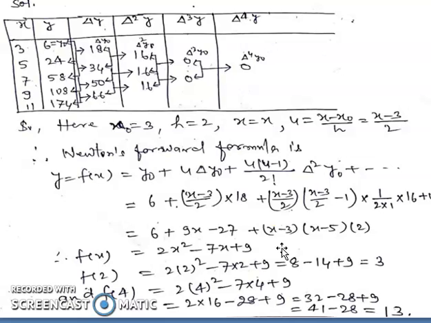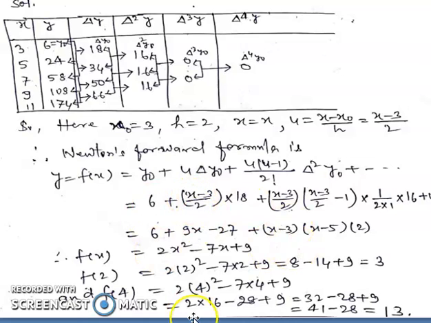The next part of the solution is we have to find the value of f(2). So put 2 in place of x, we get f(2) equals 2 times 2 square minus 7 into 2 plus 9. It becomes 3. Now the next is f(4). F(4) means put 4 in place of x. It becomes 2 times 4 square minus 7 into 4 plus 9, and the solution is 13.